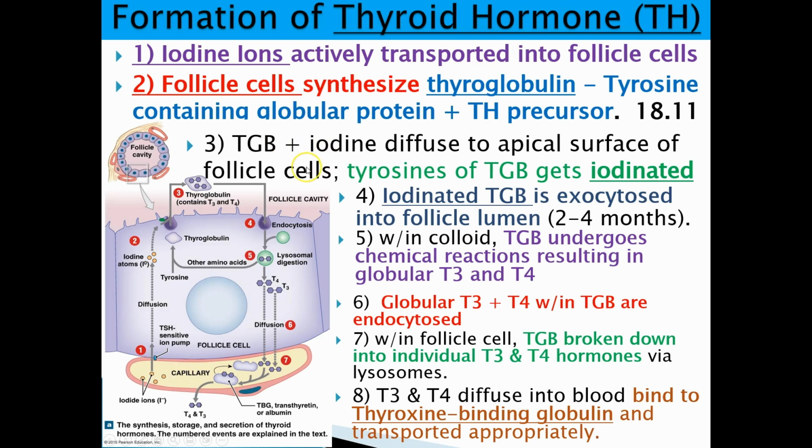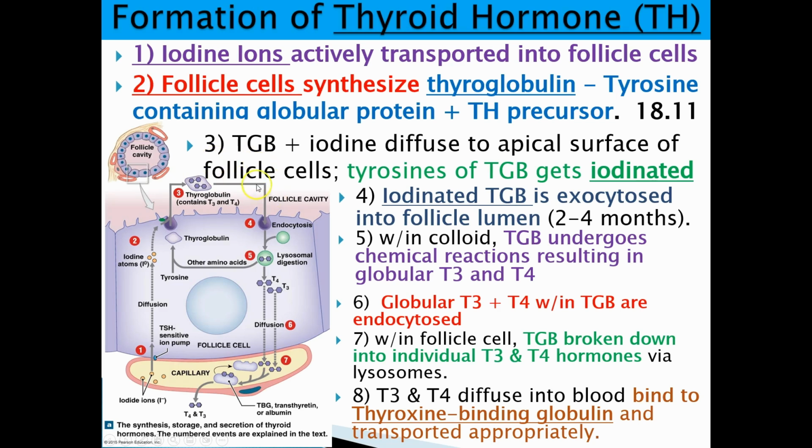Then we combine those. So remember, the first 3 steps are getting your ingredients towards the lumen. So bring in iodine, have thyroid globulin, TGB nearby, combine them, and then we ship them. So the iodinated TGB gets shipped into the follicle cavity or into the colloid. So once within the colloid, we know TGB undergoes its reactions and becomes globular T3 and T4. If we don't have iodine, we can't form T3 and T4, so this TGB just keeps building up in here.